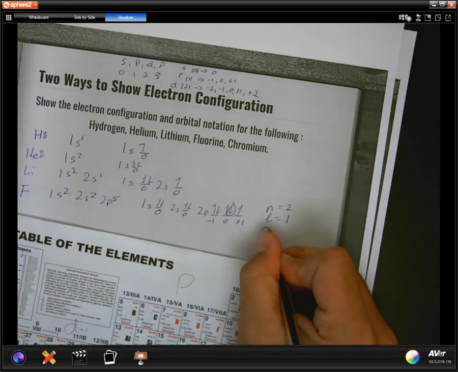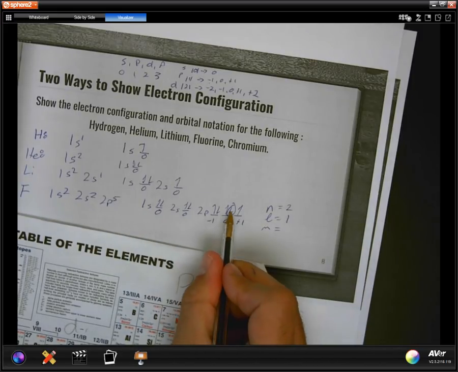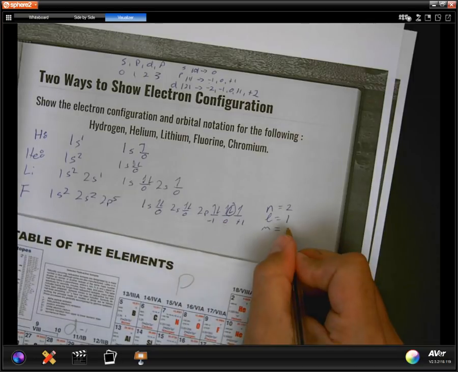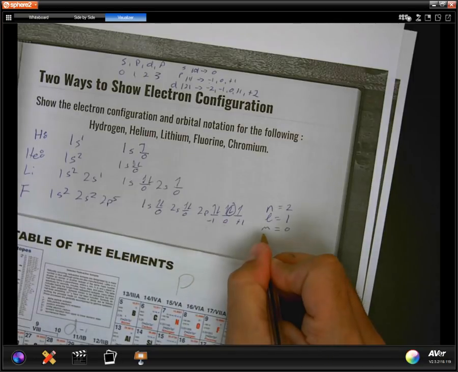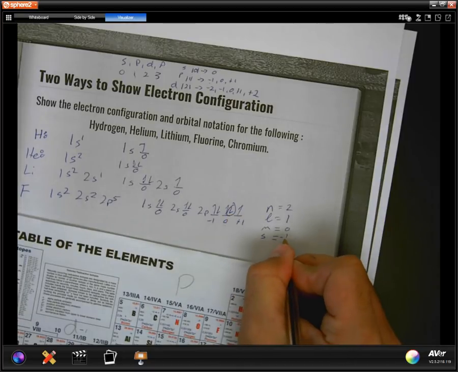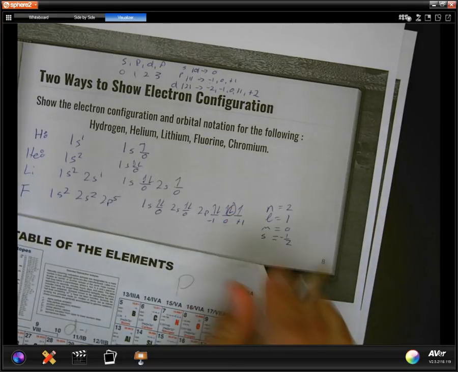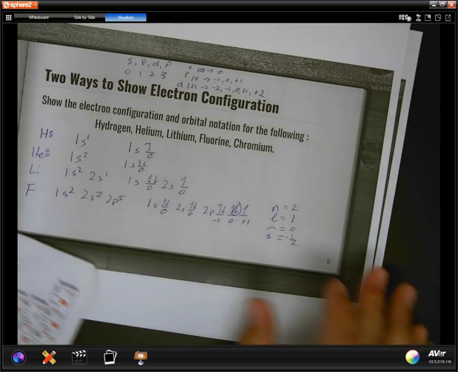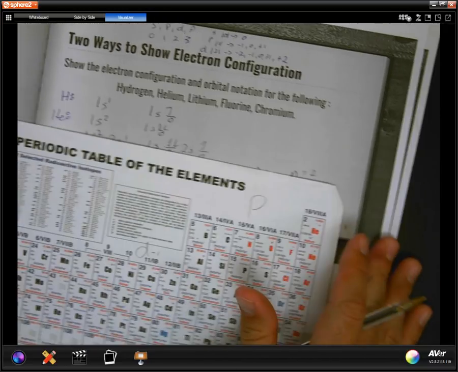The m is that sublevel, so it's 0 because it's in the middle there, on that y-axis. And then the spin, which was s, so it's a down arrow, it would be a -0.5. That's your quantum number practice. Okay, now let's look at chromium together.